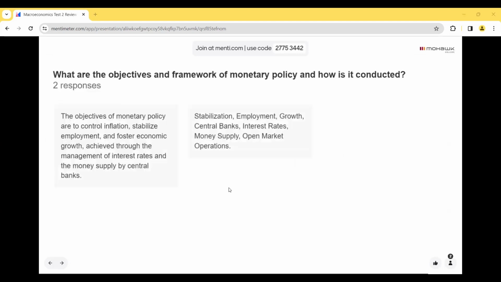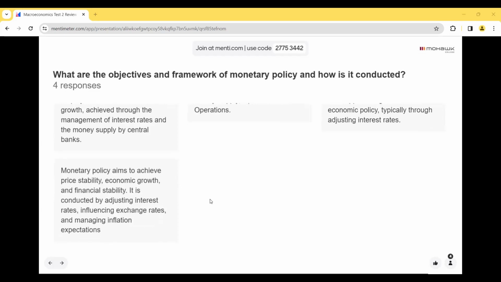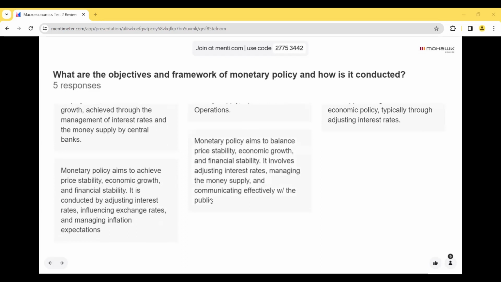The objectives of monetary policy are to control inflation, stabilize employment, and foster economic growth, achieved through the management of interest rates and the money supply by central banks. Key terms: stabilization, employment growth, central banks, interest rates, money supply, open market operations. The main objectives of monetary policy are to maintain price stability and support the government's economic policy, typically through adjusting interest rates. Monetary policy aims to achieve price stability, economic growth, and financial stability. It is conducted by adjusting interest rates, influencing exchange rates, and managing inflation expectations.